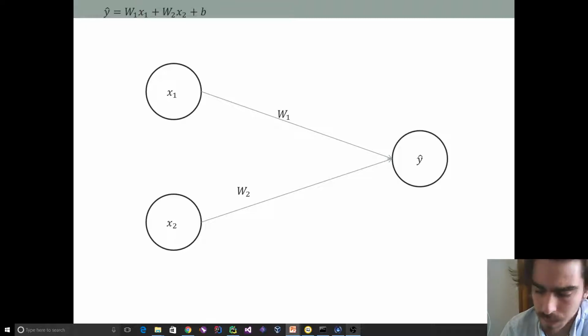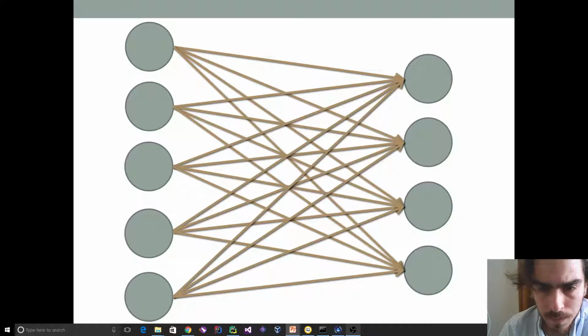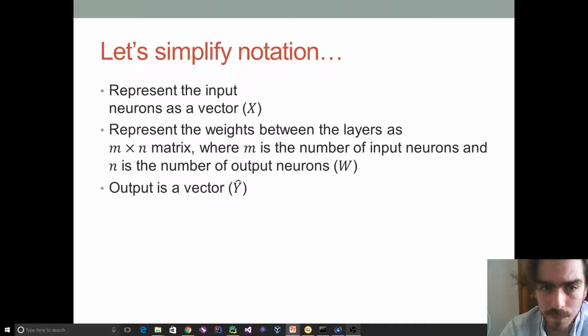However, if we have something more complicated, like this for example, I'm not sure what this could model, anything arbitrary. Pick something with 5 inputs and 4 outputs. That's what this neural network is modeling. The equation becomes much longer and much more complicated. So we have to find a way to simplify the representation here. And the way we simplify notation is we represent the input neurons as a vector, and we usually call that vector x, right?